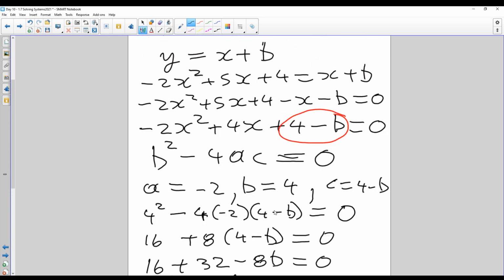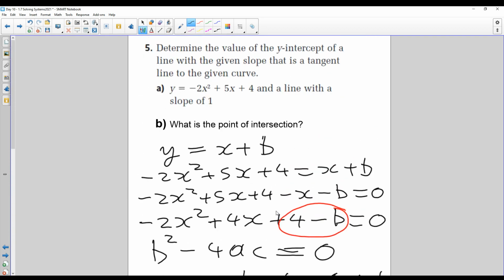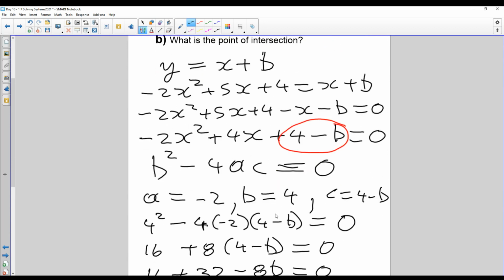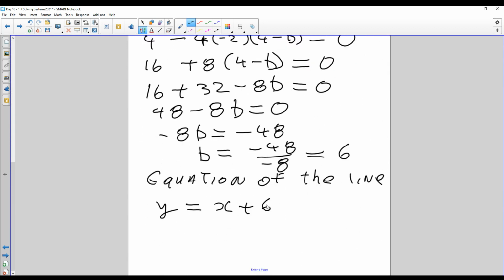So that was part A of the question. Oh, what did they ask for? What's the value of the y-intercept? Okay. The y-intercept is therefore, well, what is the y-intercept? Anybody? What's the y-intercept? Gary had your hand up. Yeah, 0, 6.